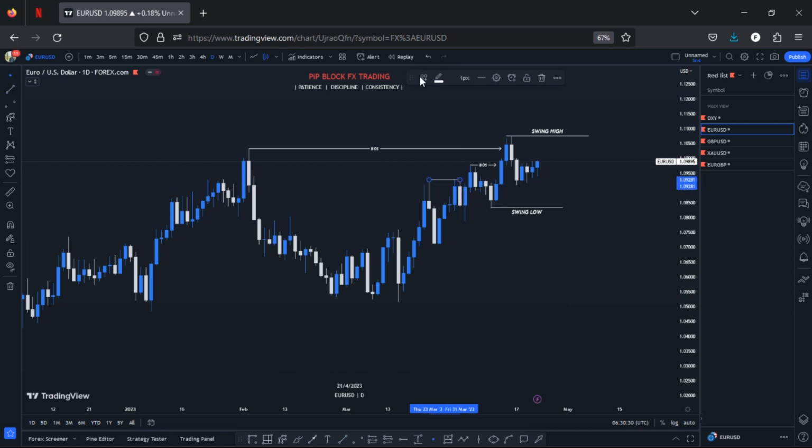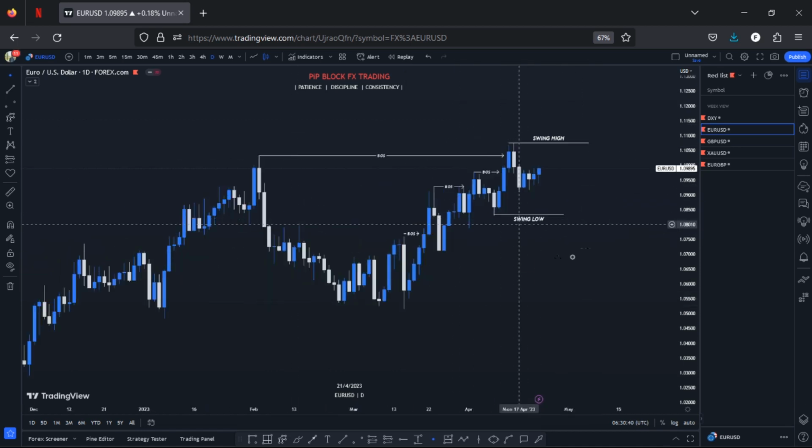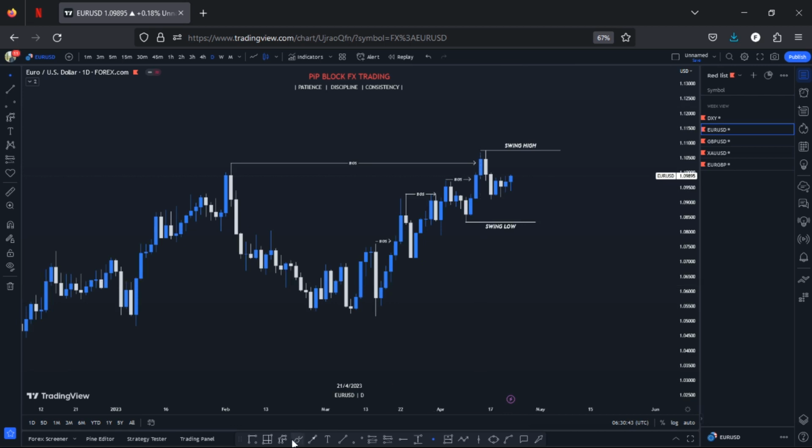We had a break of structure right there. So let's just continue. These are all reasons to let you know that Euro USD is very bullish, and the market can just continue going bullish after breaking the structure.